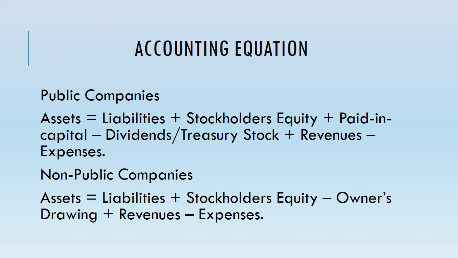The accounting equation for public companies. Assets equals liabilities plus stockholders' equity plus paid-in capital minus dividends or treasury repurchases (treasury stock) plus revenue minus expenses. Now that's for a public company, because for public companies you have shareholders who buy shares of stock.